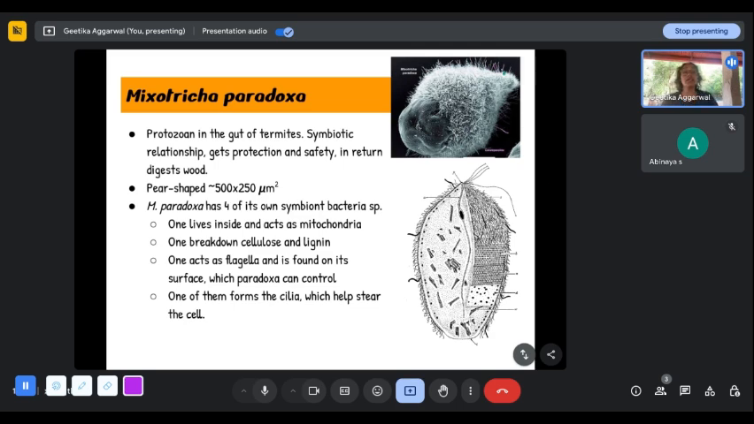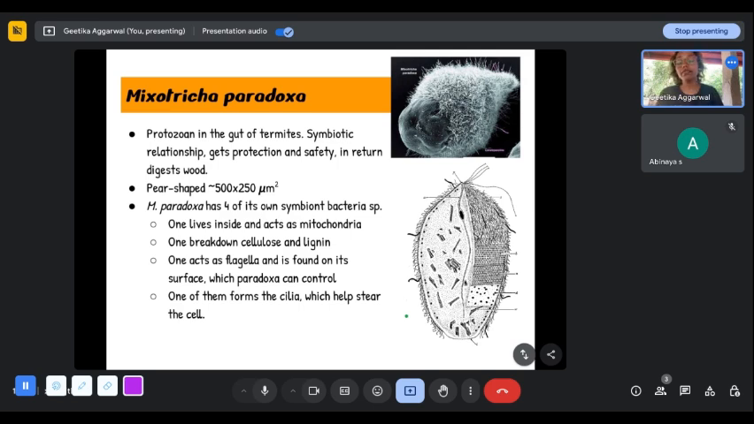Okay. So the next cell that was discussed during the lectures this week is Mixotricha paradoxa. As you can see in this image, it's a protozoan and it is found in the gut of termites. It has a symbiotic relationship with these termites. It gets protection and a place to stay in the gut of the termites, and in return, it digests the wood for them. It's pear shaped and about 500 to 250 micrometers square in size.